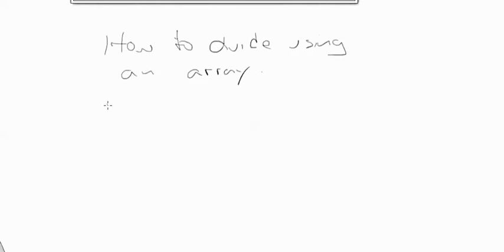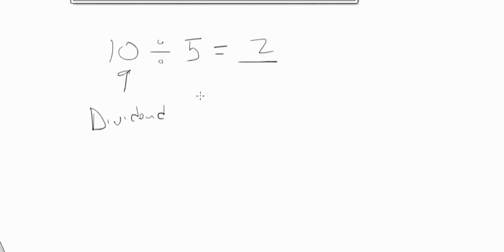So, first, I want to go over a few definitions with you. If we have a simple equation of 10 divided by 5, that obviously equals 2. This right here is the dividend. And this is the divisor. And this is the quotient.